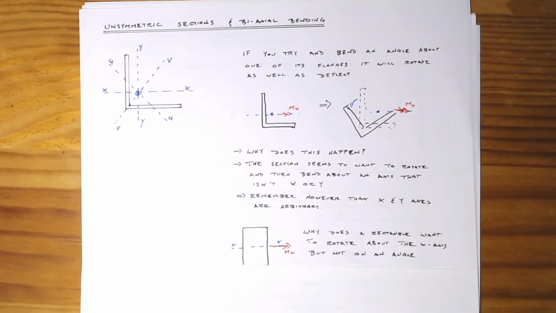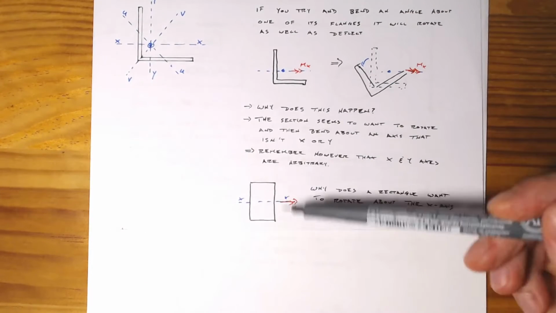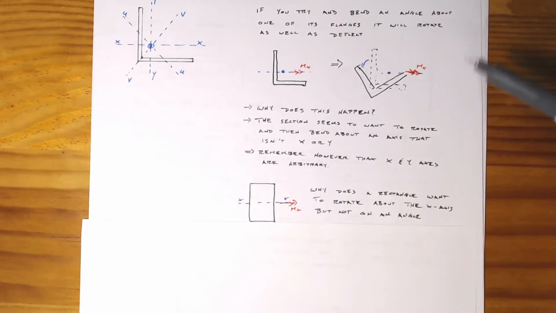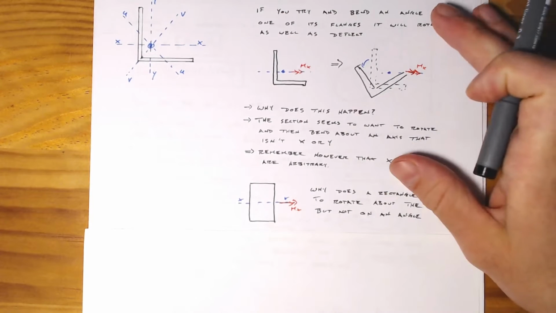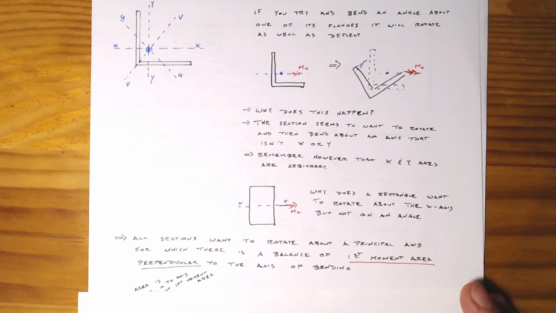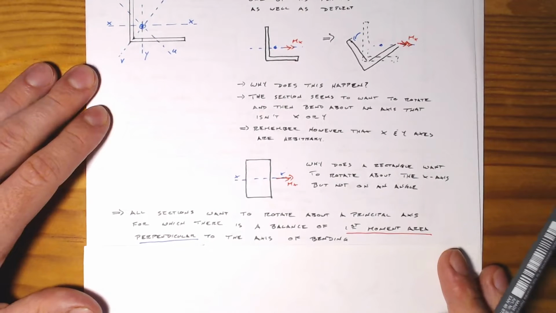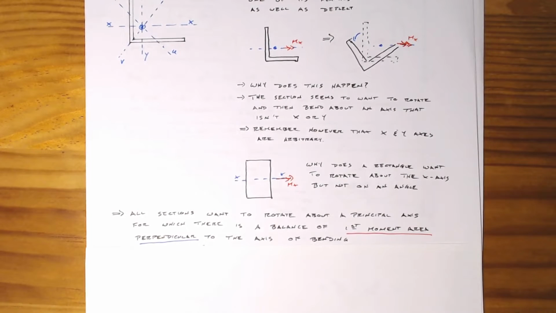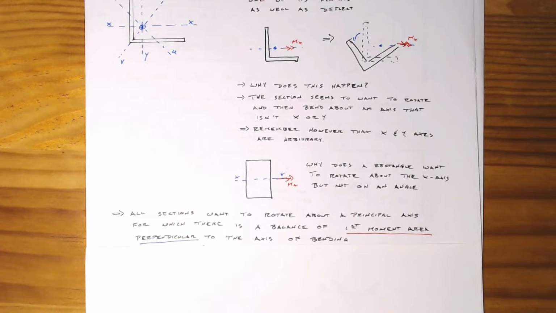The next thing is, why do we have this phenomenon with an angle section, but we don't have it with a rectangular section? What's different about this that we aren't seeing? The difference has to do with the principal axes of bending. Every section wants to rotate about its principal axes. These are defined by the axis for which, on either side perpendicular to the axis that you're bending about, the first moment of area is balanced.